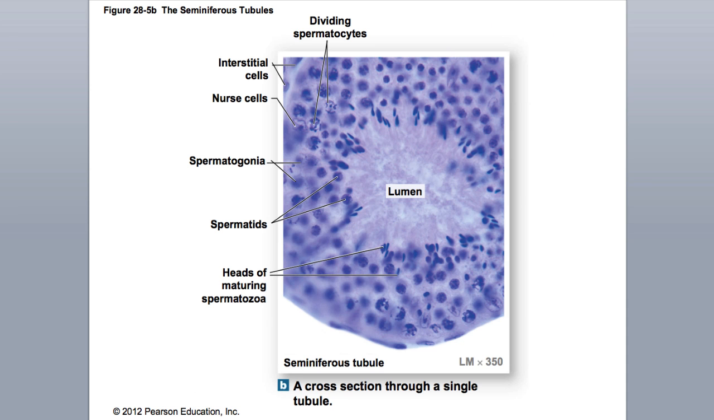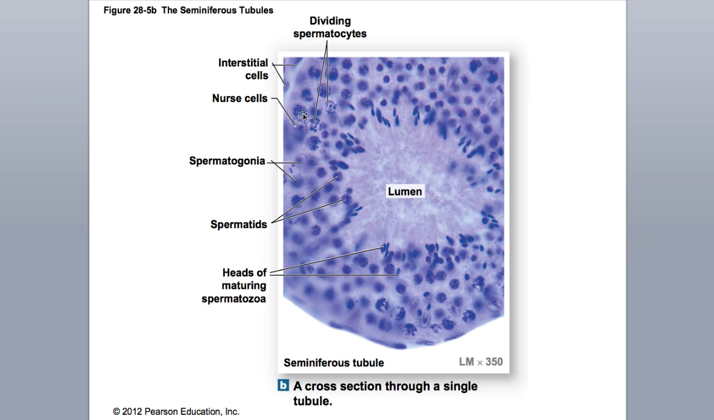Here's an enlarged view so you can see it better, and the author has done a good job with this one. Here we have the lumen of the seminiferous tubule, and we see the wall here. In between these seminiferous tubules, you see the interstitial cells that I've already told you about, also called Leydig cells, producing testosterone. So that would be in between here. You can see some down here as well.